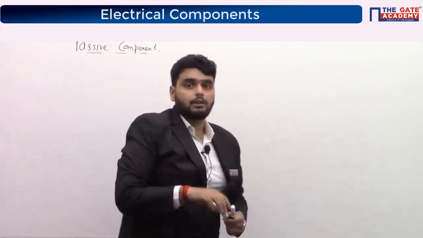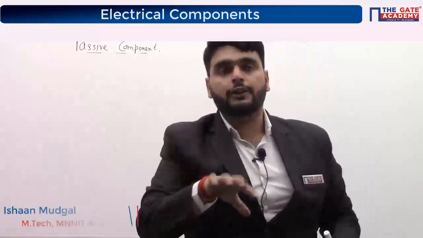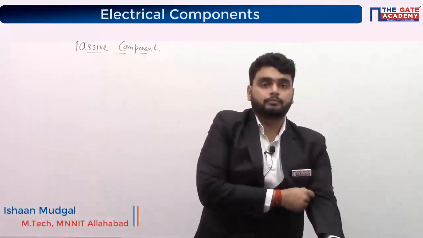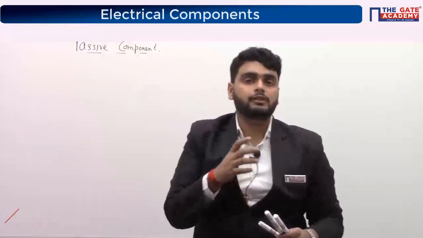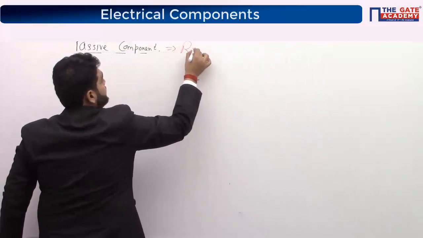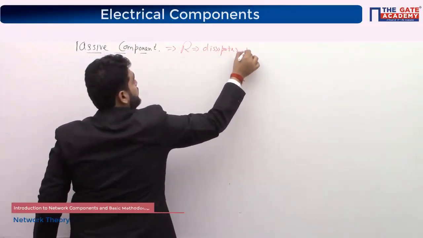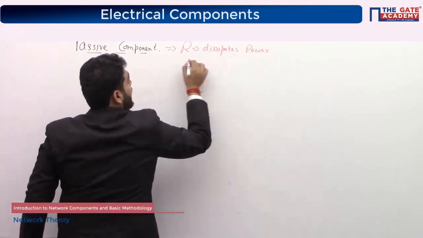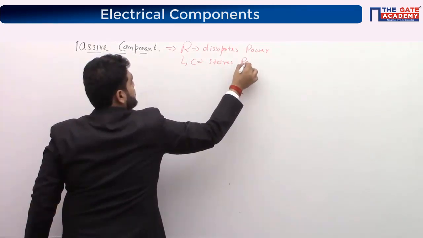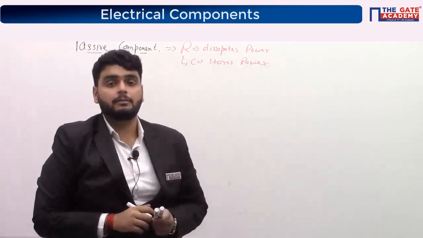So passive components are those components which absorb or dissipate the power. I have already told the definition. So tell me, what do you mean by dissipation? What is the meaning of dissipation? Tell me. And we all know the resistor dissipates the power and the inductor and capacitor store the power or absorb the power. Okay. So tell me, what is the meaning of dissipates?